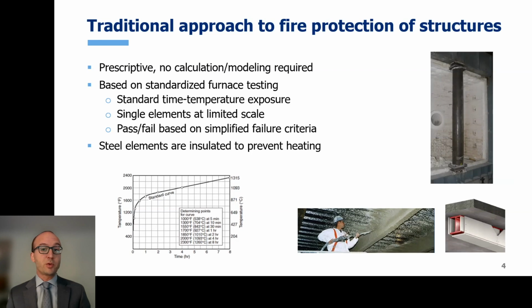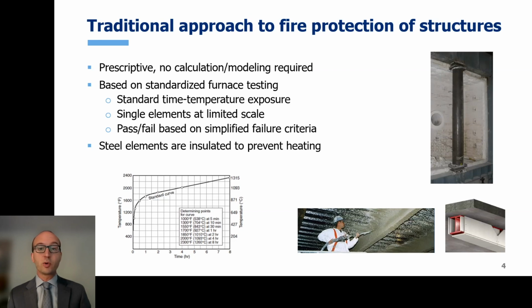Traditionally, the approach to protect structures from fire is a prescriptive one. It means that there is minimal to no calculation involved. The idea is that we rely on standardized furnace testing to qualify fire-rated assemblies. And then the engineer, or in many cases the architect, can choose the appropriate rated solution from listings for these qualified assemblies. This approach is very simple, and that is both its strengths and weakness.